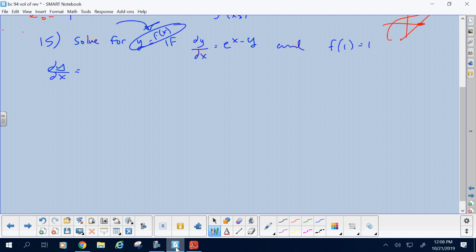Were you able to get started on separating? How do you change e to the x minus y? Natural log. That's how you do it. Darn it. No, it's not. Now you should be able to separate.